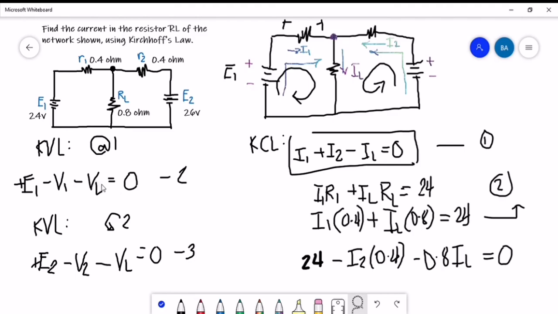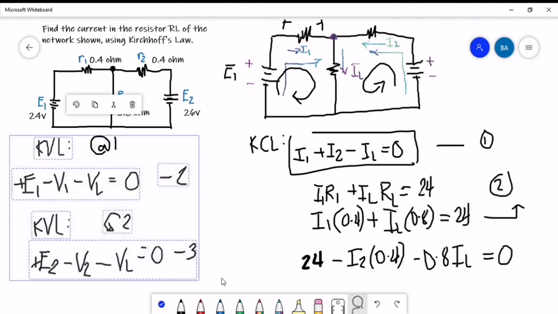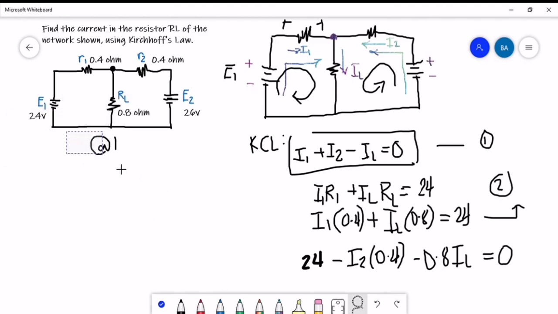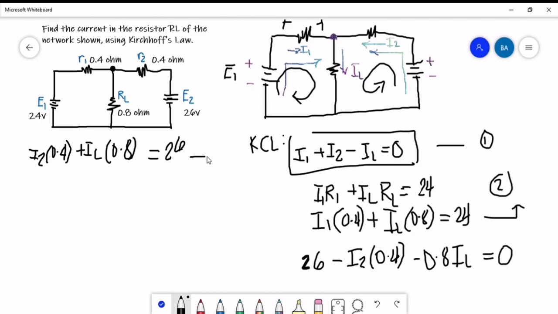So we have already an equation like this. Now is to derive. If we transpose the positive 24 to the right side, we have a negative 24, and then if we divide all sides by negative, we can have a positive sign for all terms. Therefore, to derive our equation number 3, we have I sub 2 times 0.4 plus I sub L times 0.8 equals positive 26, sorry, 26. So this is our equation number 3.